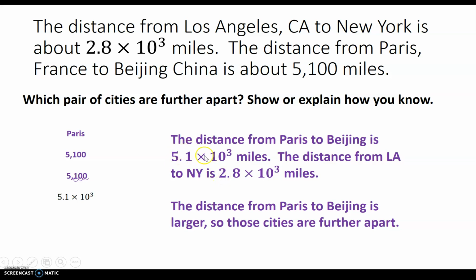And you would hopefully know that too, say if you chose to convert the distance from LA to New York instead of Paris, you would see that this would come out to be about 2,800, and about 2,800 miles would be less than about 5,100 miles. But just a note that if you ever do have the same exponent, then you would look at the first factors, but you only do that if you have the same exponent.